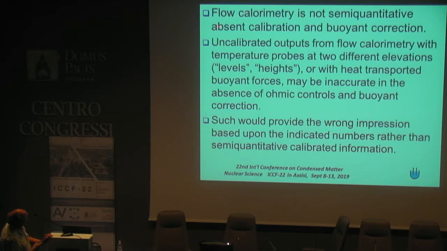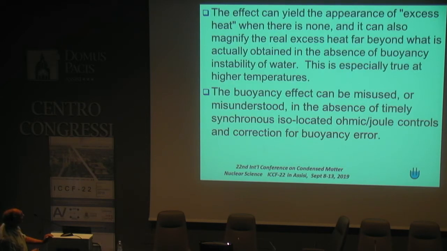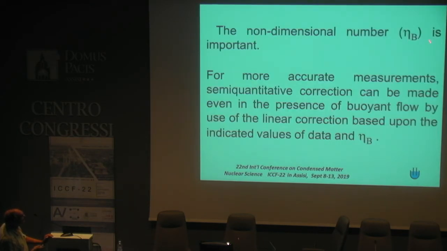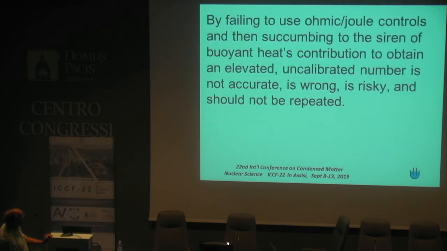Okay, let's summarize. Flow calorimetry is not semi-quantitative. You can sit there and calculate all you want, but the numbers are made up unless you correct for it, that's if the input and output are at 2 heights. If they're at the same height, you don't have to worry about this. You can take the uncalibrated system with the correction and get an accurate semi-quantitative correction, and that would get rid of the false value. This is the term that's most important. You want to make the accurate measurement. You take your indicated value and multiply it by 1 minus A to B.